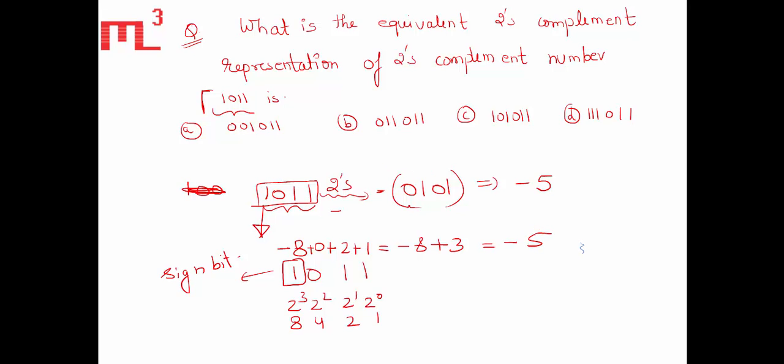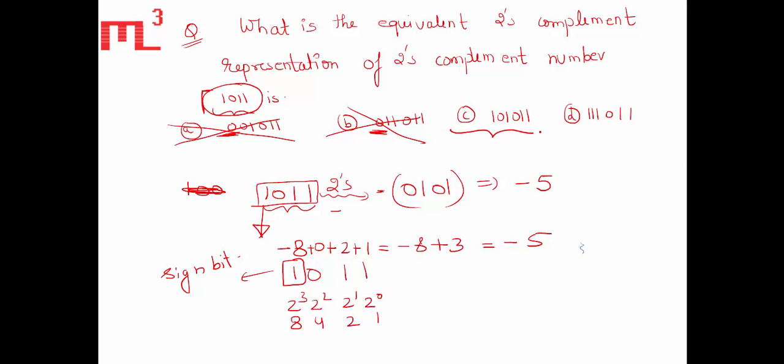So that means the given number is representing -5. Now the conventional way to solve this question is to take these numbers one by one, find their magnitude, and the number which has magnitude equivalent to -5 will be the result. From the options itself, you can cut out these two options. Why? Because their sign bit is 0, and a 0 sign bit represents a positive number. So these two options cannot be the answer.